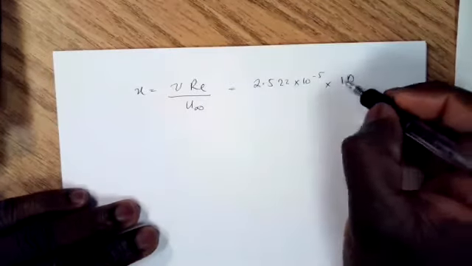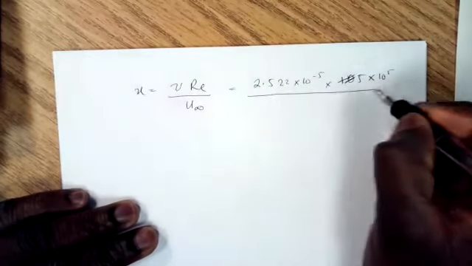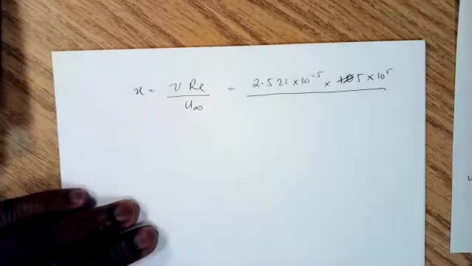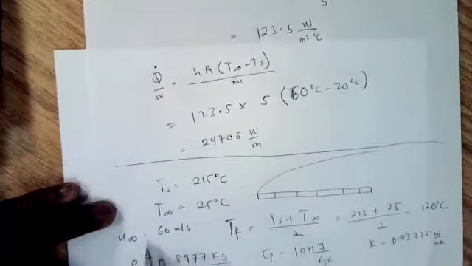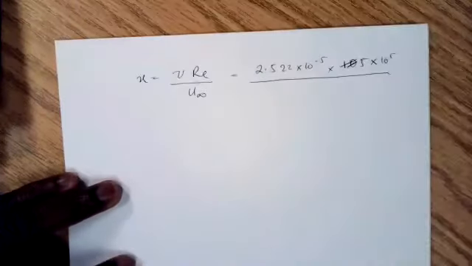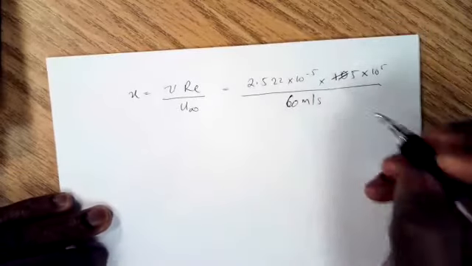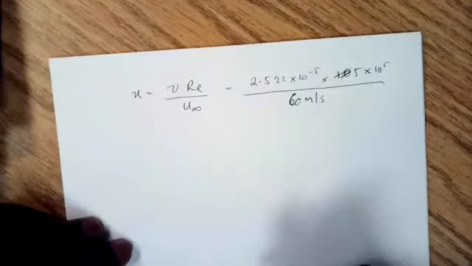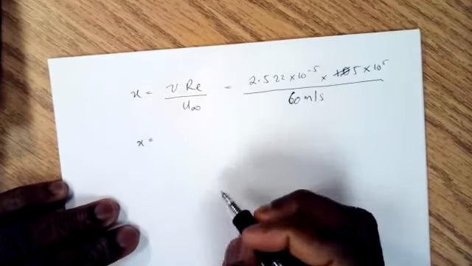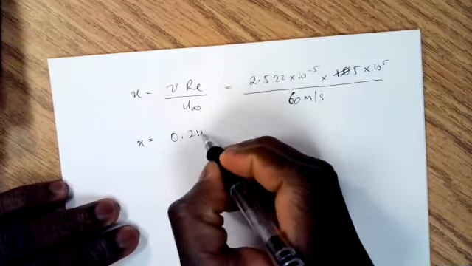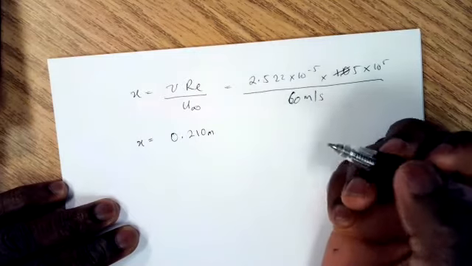Okay, so multiplied by the critical point, 5 times 10 raised to the power 5, and divided by the given velocity of the outside fluid, which is 60 meters per second. Okay, so if you compute this, you get X to be 0.2 meter. Sorry, I just have to read this off the note because of time.